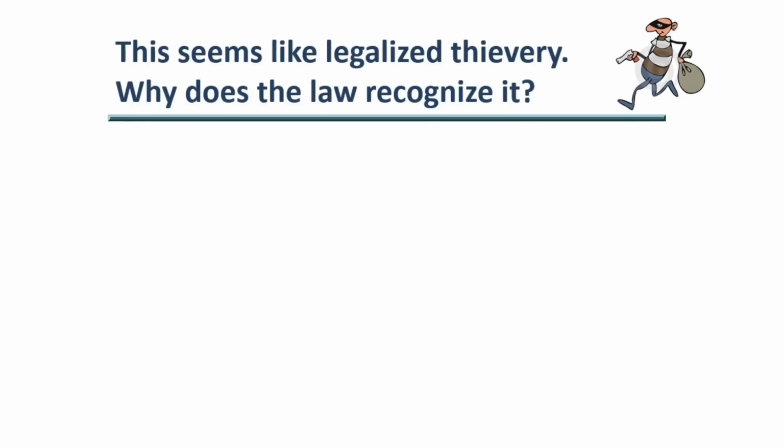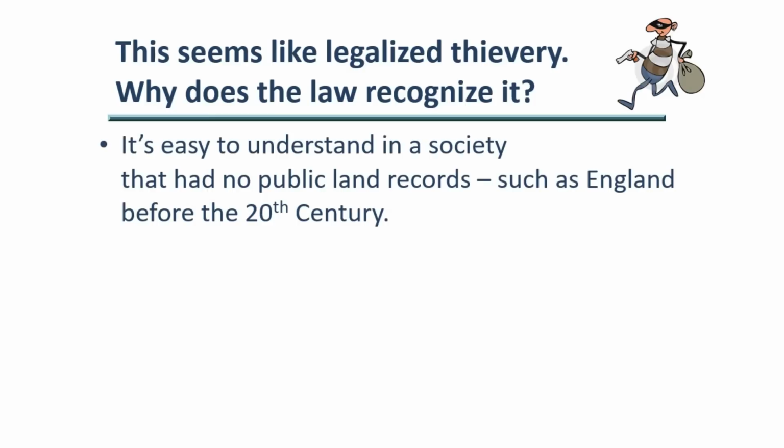Now, adverse possession seems like legalizing thievery, and so we might ask ourselves the question, why does the law recognize it? If we go back to England before the 20th century, it's easy to understand why they had adverse possession, because there were no public land records in England. People would keep their deeds in a box in their closet, perhaps, but there was no public way to record their deeds. So as a result, land titles were often disputed, and one of the best ways of establishing that you owned a piece of land was that you had possessed it for a long period of time. So without public land records, it's easy to see why adverse possession was a very useful concept.